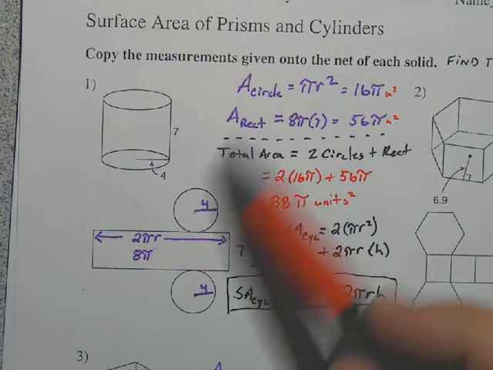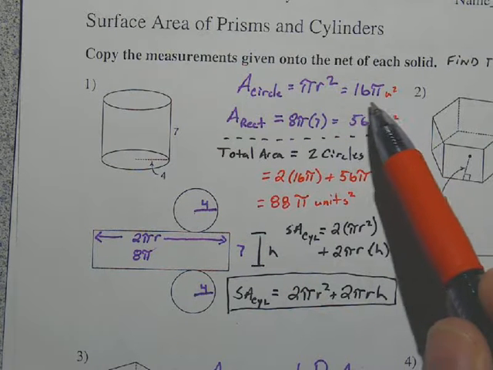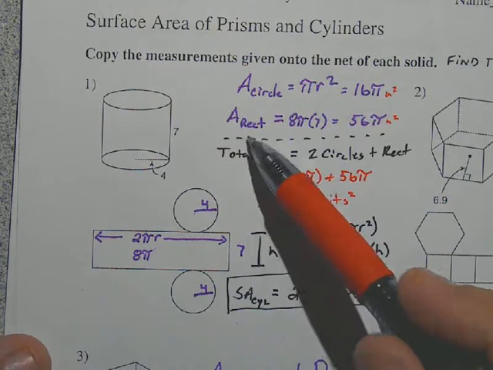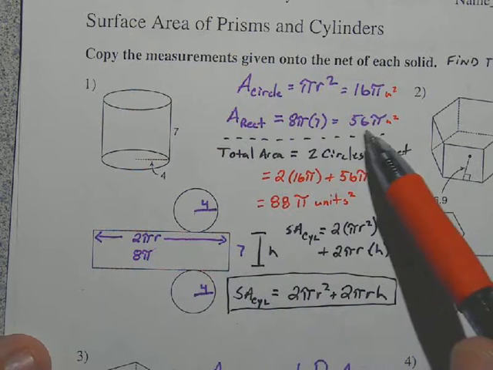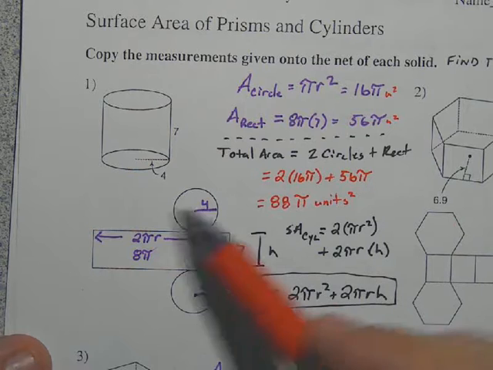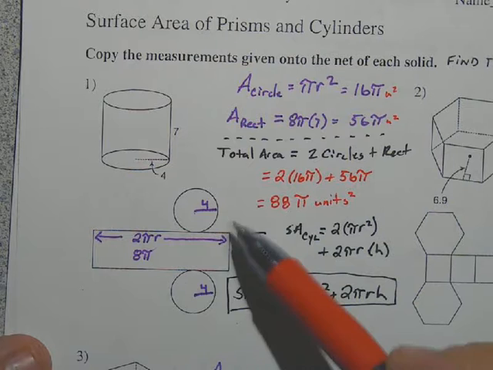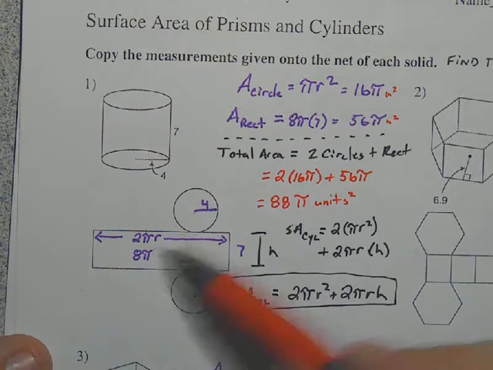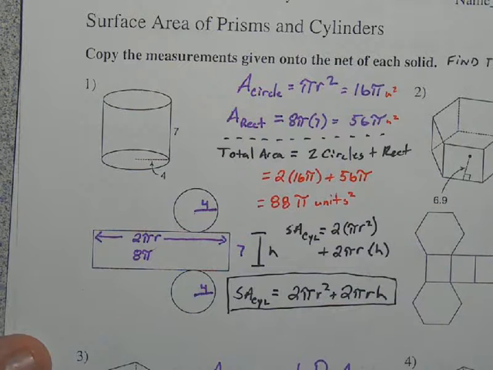So I went up and said, what's the area of one of these little circles? One of these little circles was pi r squared. So with r being 4, that's going to give me 16 pi. The area of the rectangle is going to be this 8 pi length times 7 width. So it's 8 pi times 7, which is 56 pi. The total area, or the surface area, is going to be adding the two circles together and the rectangle. So this is 16 pi and this is 16 pi. That means it's 2 times 16 pi, plus the 56 pi from the rectangular area, is going to give me 88 pi units squared.